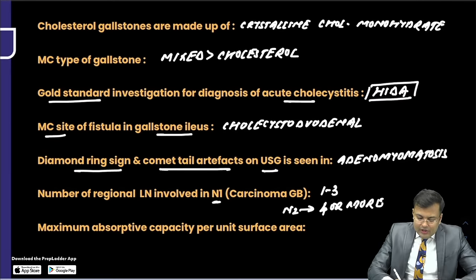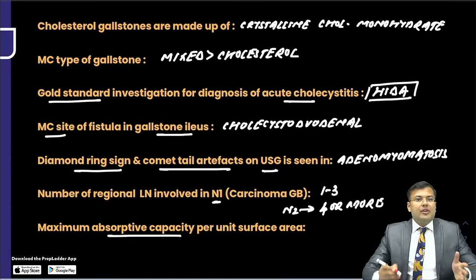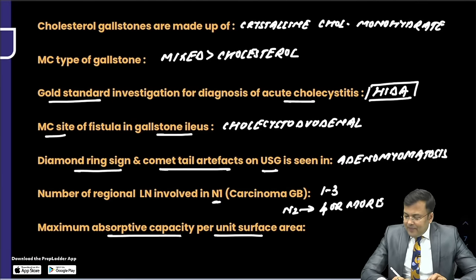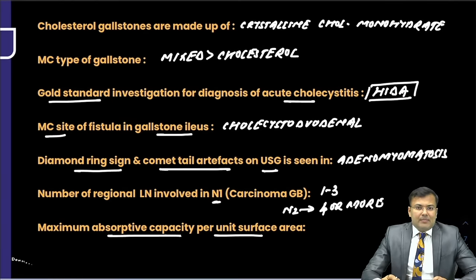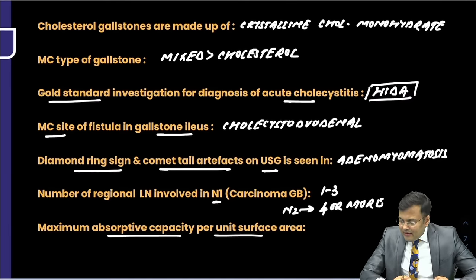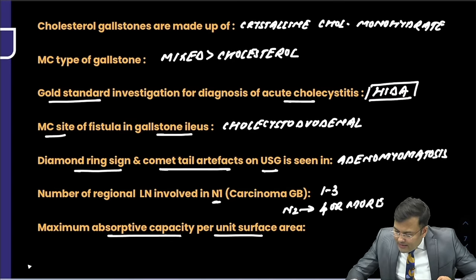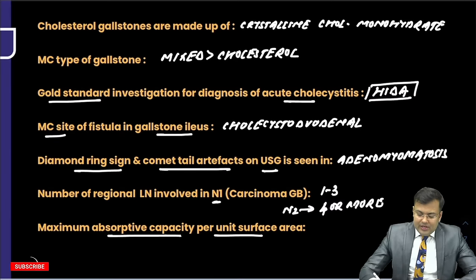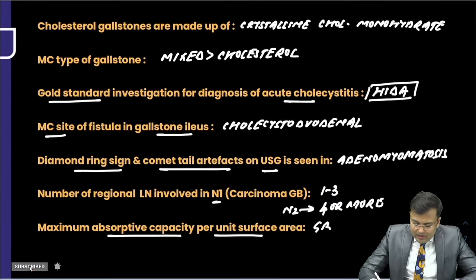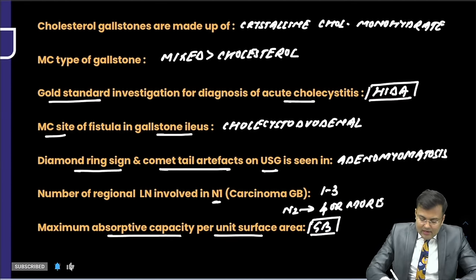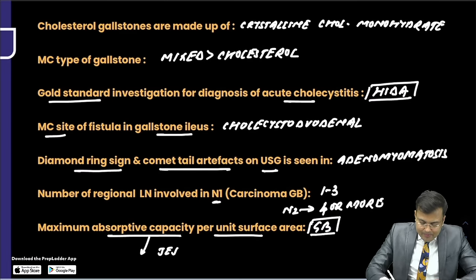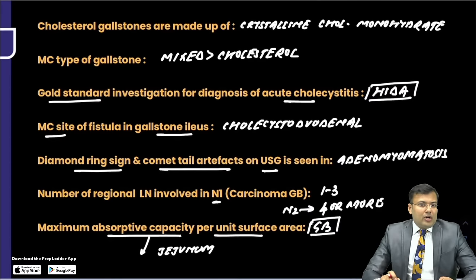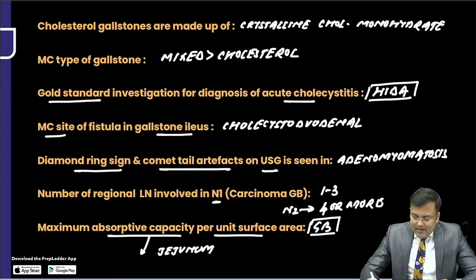Next question, which organ is having maximum absorptive capacity per unit surface area? Tell me, guys. First person to reply, yes, Shrimai Patil. Very good. It is gallbladder, it is not jejunum. If the question is asked only maximum absorptive capacity, it is in jejunum. Maximum absorptive capacity per unit surface area is seen in gallbladder.